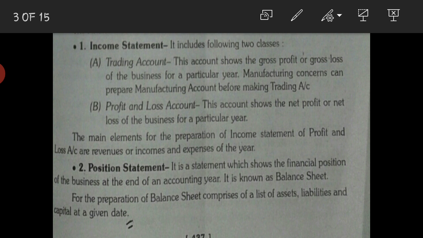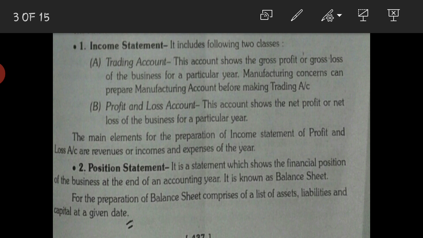And second is the profit and loss account. This account is made to find out the net profit of the business after deducting indirect expenses from gross profit. Then second is the position statement.